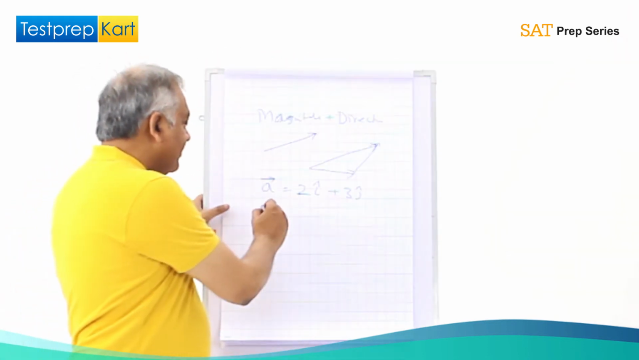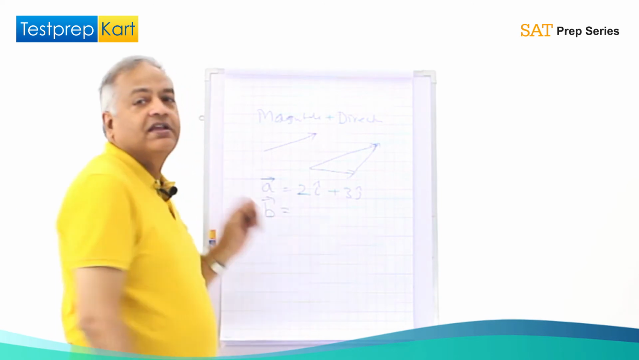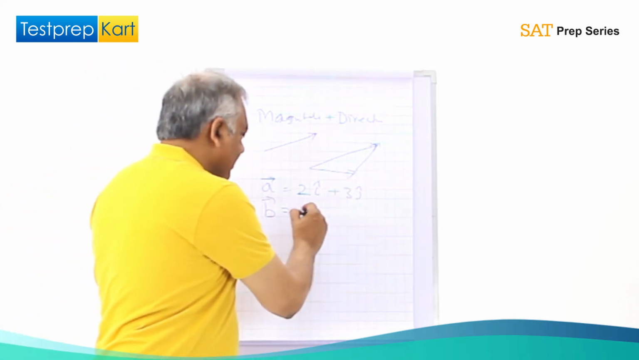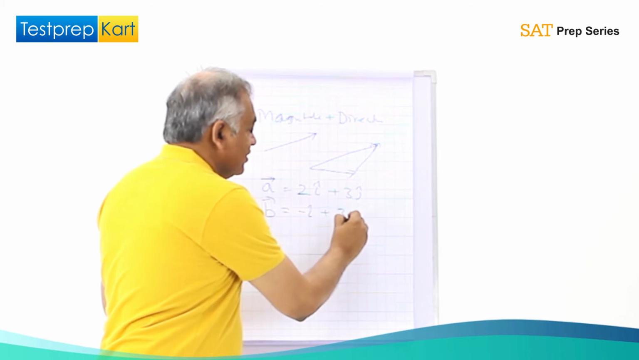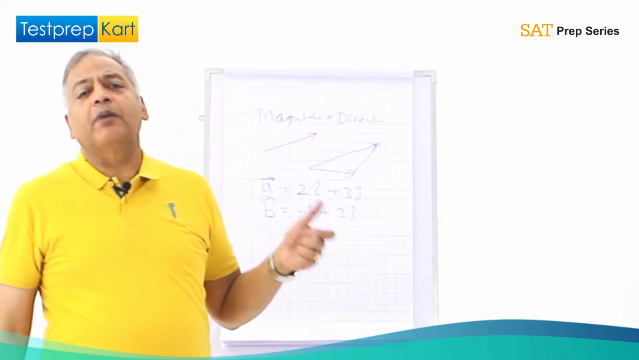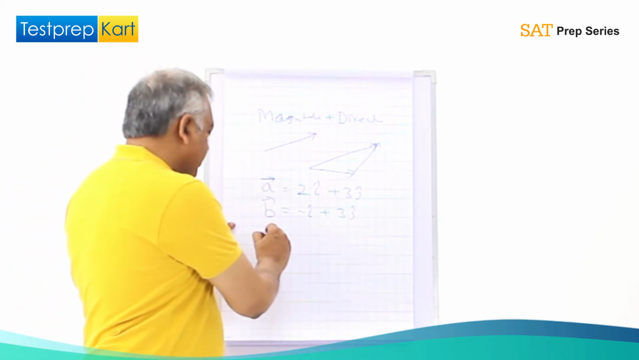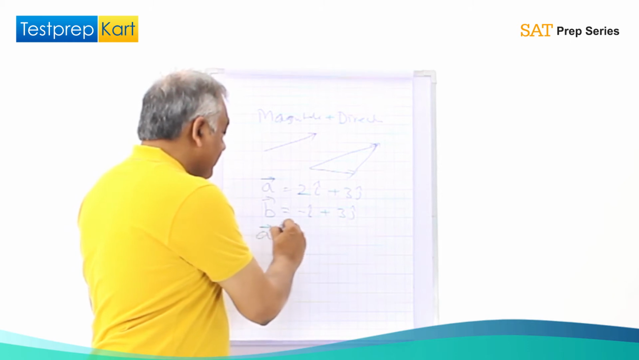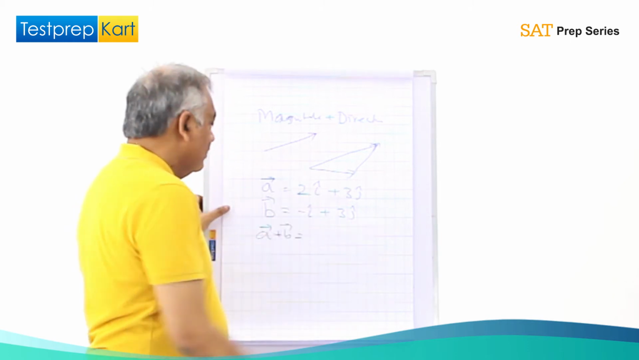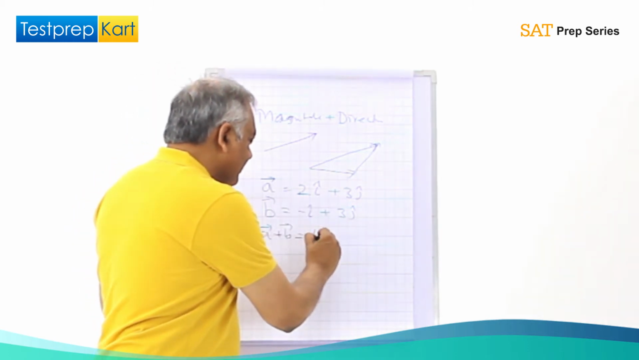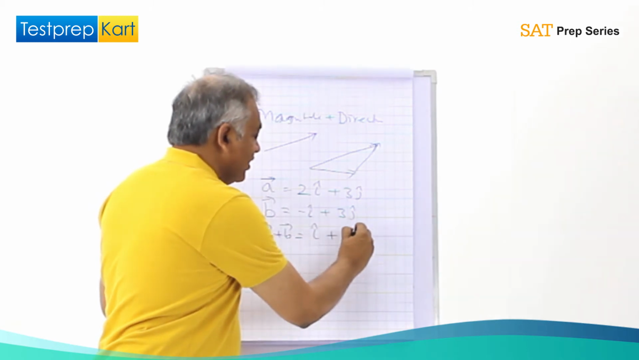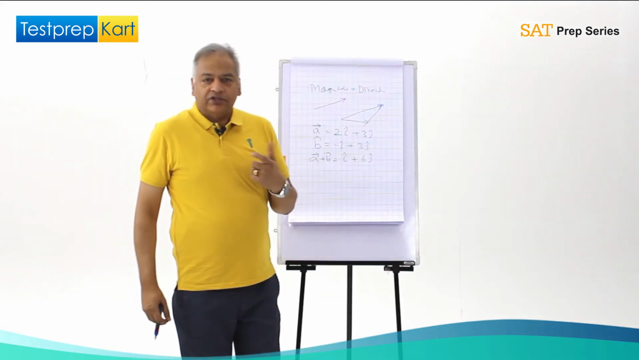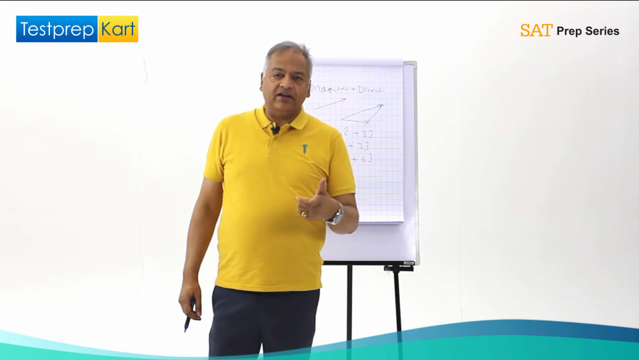If you want to add A and B, which is another vector, let's say minus i plus 3j, then the addition will be component wise. So, A plus B, which is a third vector, will be equal to 2i minus i, that is i, plus 6j. Now, that is how you add two vectors.